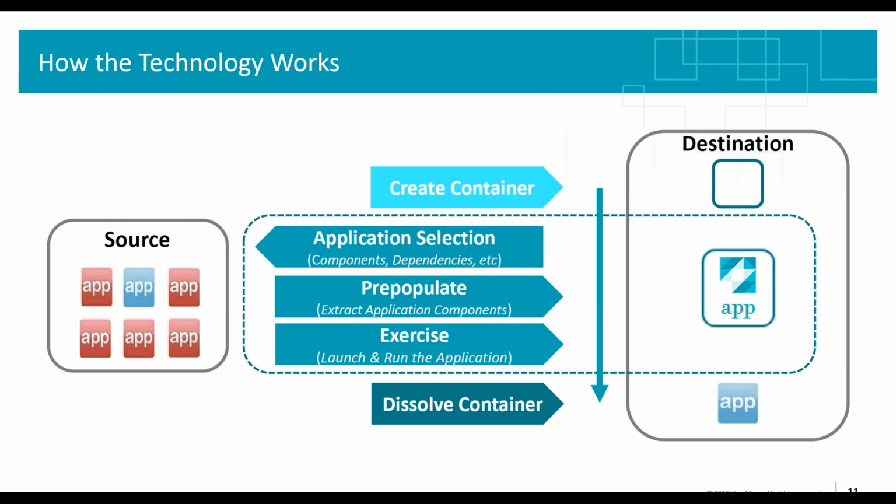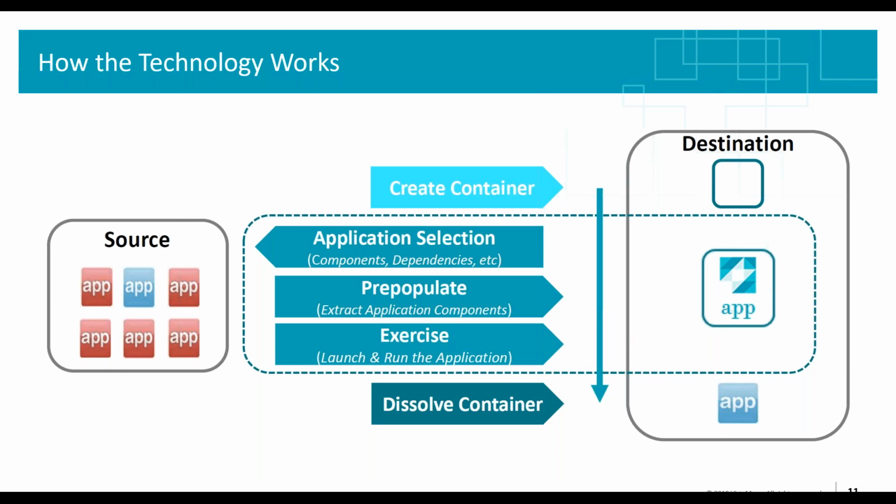So before I hand things off to Scott, I just want to give you a quick overview of how the technology itself works. This is specifically V-Migrate. So there's always two or more things that we have to worry about. We've got a destination server, which is where you want your application to be. And then there's a source server, or there are multiple source servers, and that's where your application currently resides.